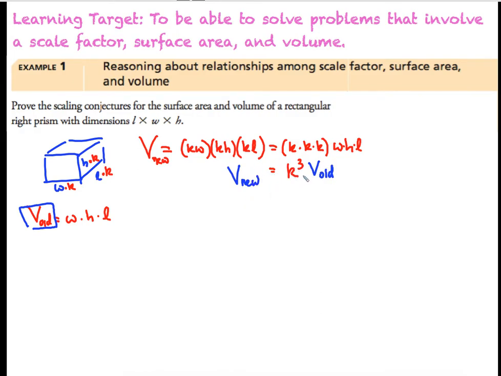So net result here, what's happening when we scale up by a factor of k? Well, algebraically, we've shown that we're actually going to scale up our volume by a factor of k cubed. So if we scale up dimensions by k, we scale up volume by k cubed.